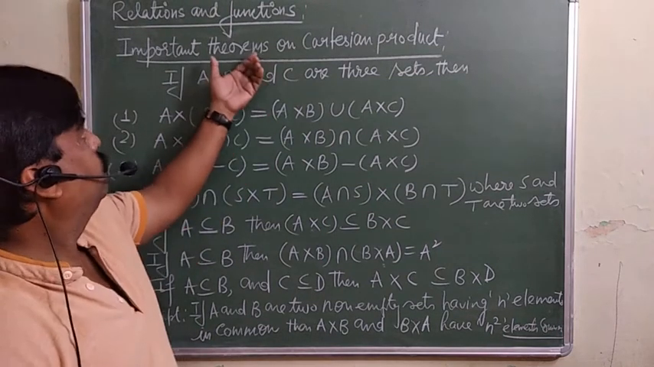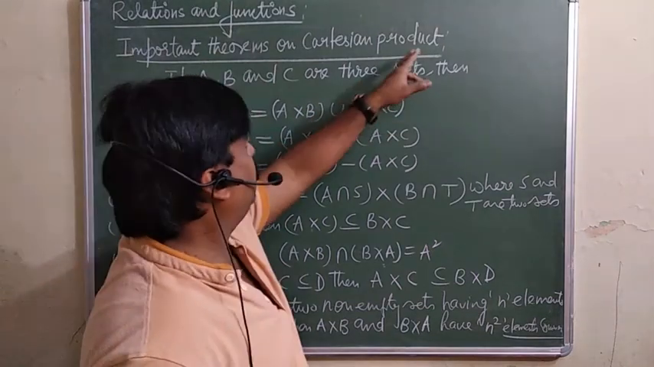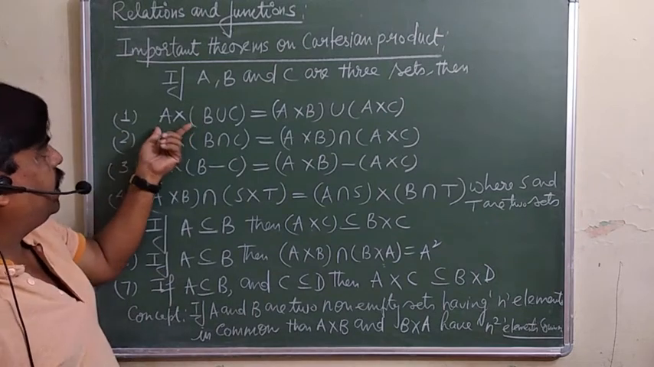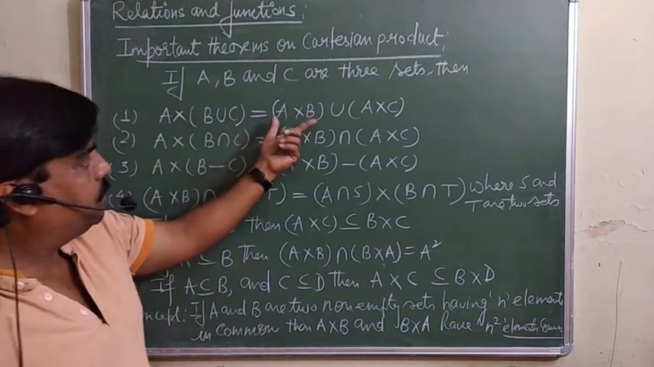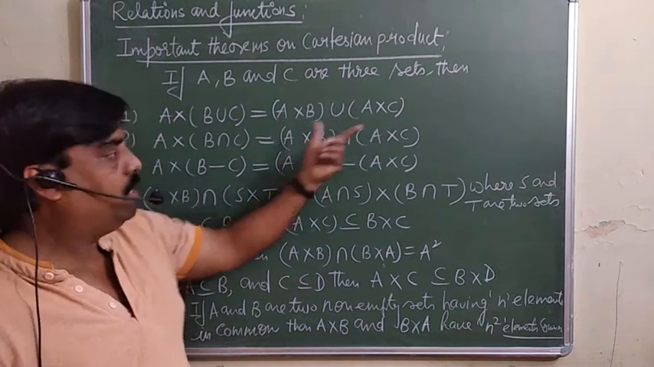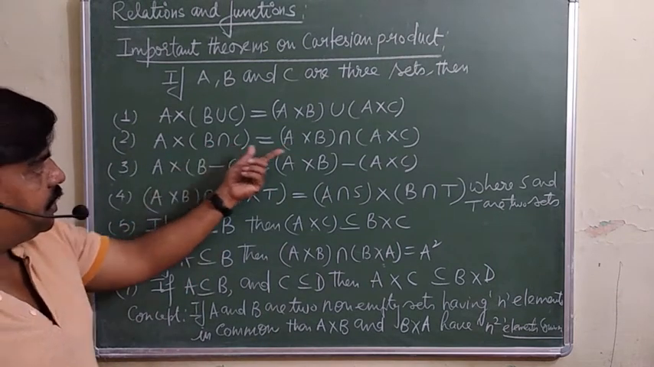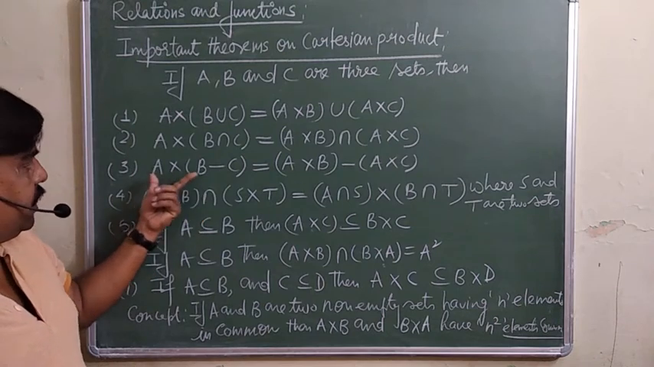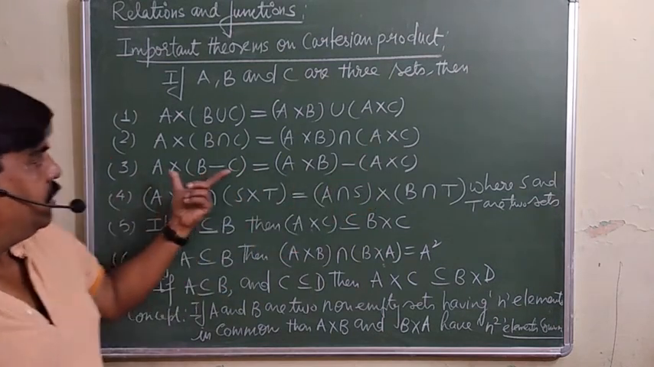Now, a few theorems are there in the Cartesian product. If A, B, C are three sets, then first, A cross (B union C) is always equal to (A cross B) union (A cross C). Similarly, if you take intersection, then A cross (B intersection C) will be equal to (A cross B) intersection (A cross C). And if you take the difference, then A cross (B minus C) will be equal to (A cross B) minus (A cross C).